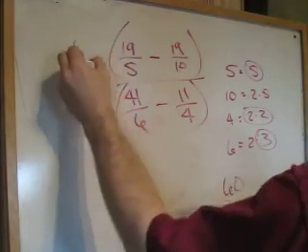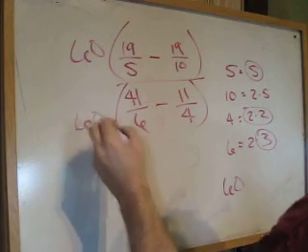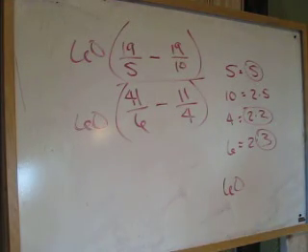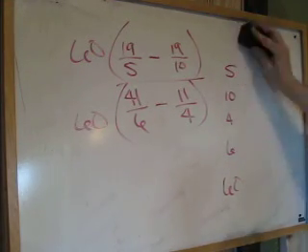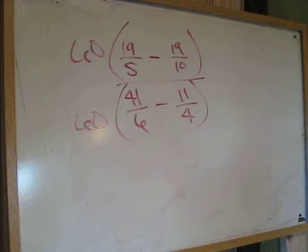So if you multiply this whole thing times 60 and this by 60, your fractions will go away forever, and then you're just dealing with whole numbers and makes it a lot easier. So either way, it works. Problem set 3.9. We're done.